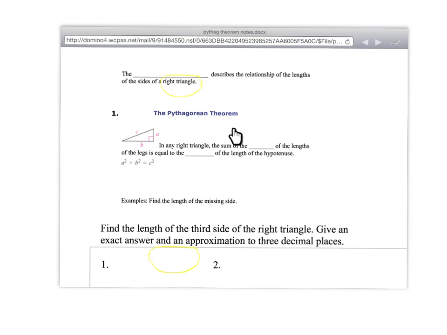The Pythagorean theorem. In any right triangle, the sum of the squares of the lengths of the legs is equal to the square of the length of the hypotenuse, which brings us this very important formula. A squared plus B squared equals C squared. And this is the Pythagorean theorem.